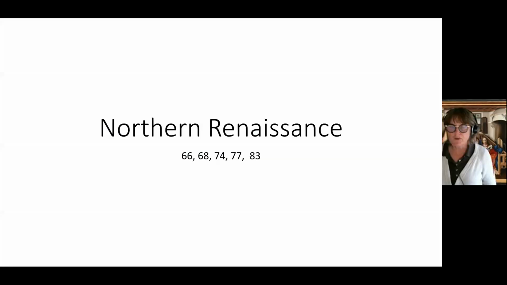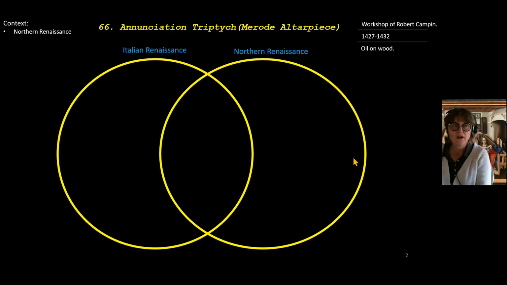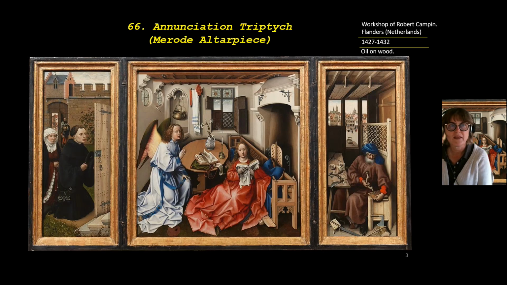Okay, this is our first Northern Renaissance piece. There are 5 pieces that are Northern Renaissance, and what we want to know is what are the similarities and differences between the Northern and the Italian Renaissance in order for us to distinguish between the two and know what happened up in Northern Europe that's different.